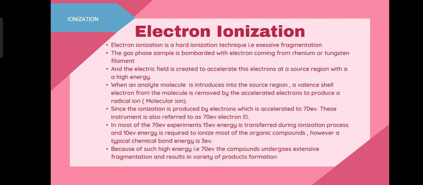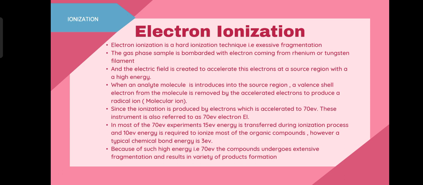Next, we are going to study the different types of ionization techniques. Starting with electron ionization. Electron ionization is considered to be a hard ionization technique. Hard ionization technique refers to the molecules experiencing excessive fragmentation. Here the molecules will not remain stable in one form. It is going to undergo further fragmentation.